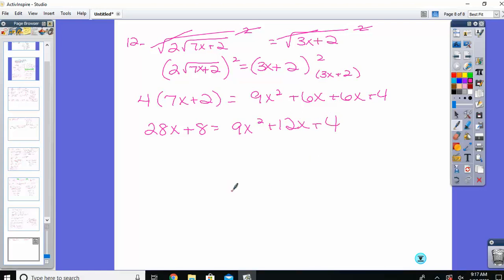plus 4. We need to set it equal to 0, so subtract over the 28. Gives us a negative 16x. Subtract over your 8. There's a minus 4. Then what do we do? Box method. Can I do the shortcut? No. Nope. Have to draw it out.